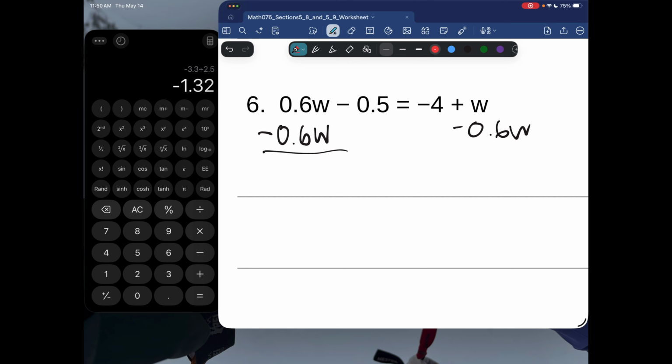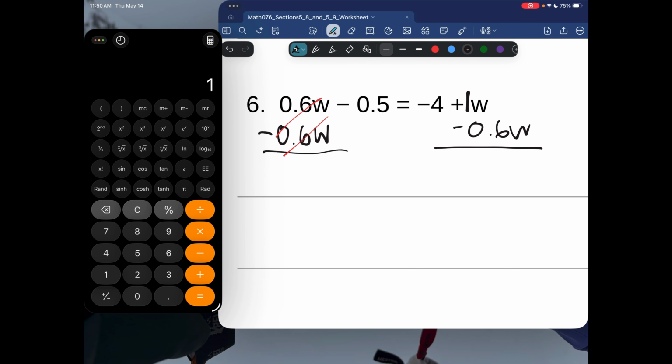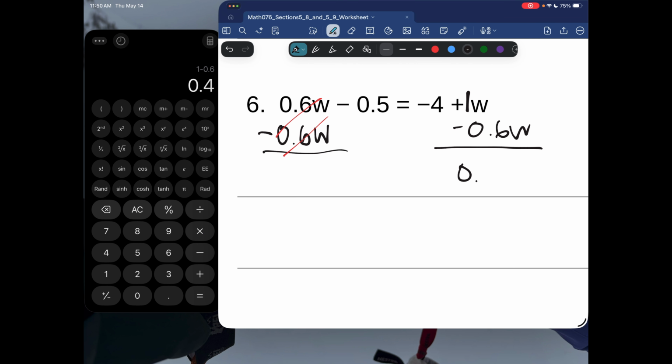Over here, my W's cancel. And over here, let's put this in a calculator. What's my secret coefficient in front of W? There's a hidden 1 right there. So I've got 1 minus 0.6 gives me 0.4 W, and my constants I'll stick around too. I have negative 0.5 equals negative 4 plus 0.4 W.